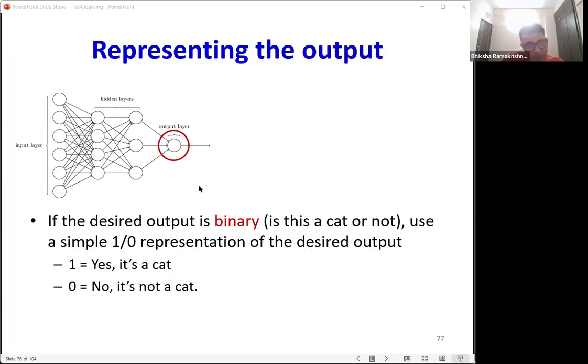Okay. But if you're trying to perform classification, then the desired output is going to be categorical. If the desired output is binary, like you're doing binary classification, is this a cat or is this not a cat? Then the desired output is actually going to be simple, right? If it is a cat, the desired output is 1. If it is not a cat, the desired output is 0. Which means there's only a single scalar output, which has to switch between these 2 values. So the network will just have a single output neuron.